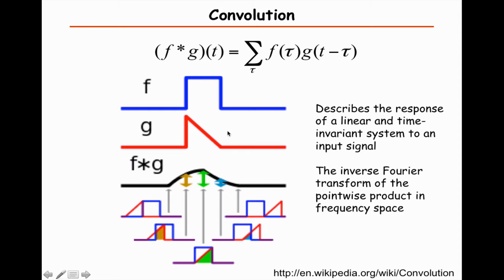The nice thing here is that if we do this in Fourier space, so if we first transform both f and g into Fourier space, we can just do a pointwise product in frequency space, and then we can transform it back. That's why it's defined this way.